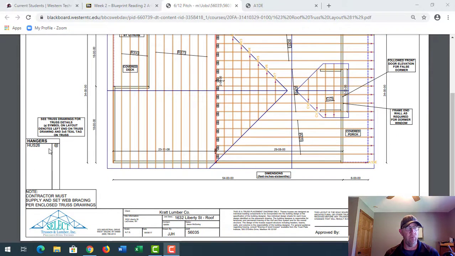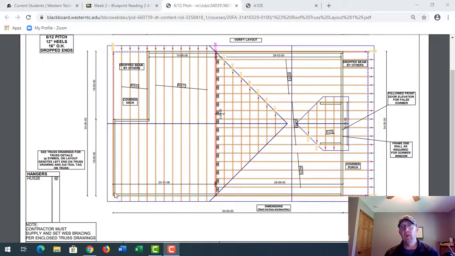So it looks like there's just one set of hangers here. Contractor, here's a note, must supply and set web bracing per enclosed truss drawing. So we learned in that first video that the bracing in the webs is going to be an important area for us to look.